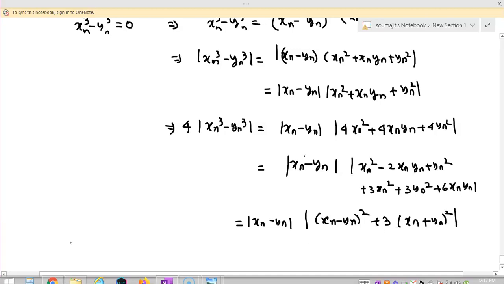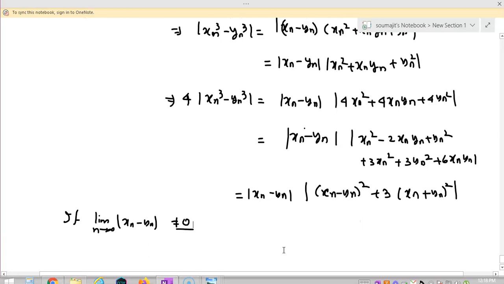Now if the limit as n tends to infinity of mod xn minus yn is not equal to 0, then this is non-zero and this is also non-zero, okay. So if I take the limit on both sides as n tends to infinity, I will get a non-zero term on the right hand side. Hence it will imply this is also non-zero. So the limit as n tends to infinity of 4 times xn cube minus yn cube is not equal to 0.